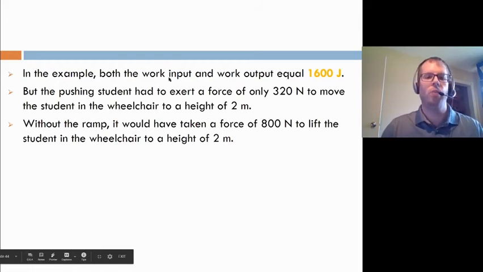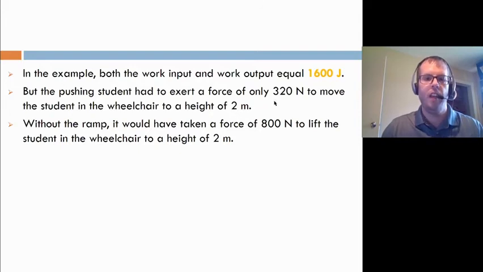So both the work input and the work output equal 1,600 joules. The pushing student had to exert a force of only 320 newtons to move to a height of 2 meters. Now make note, they used this 320 newtons of force, but actually moved the wheelchair 5 meters, but only gained a height of 2 meters. So it was 320 newtons times 5, whereas without the ramp, it would have taken 800 newtons to get that height of 2 meters. Okay, so that is why they equal 1,600 joules.